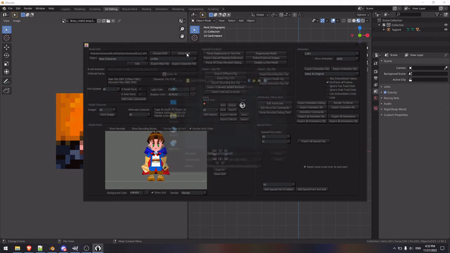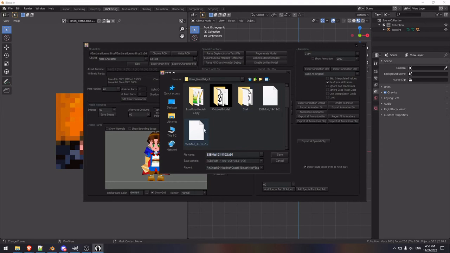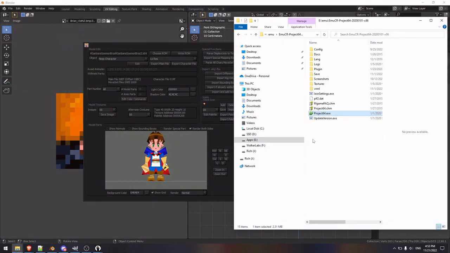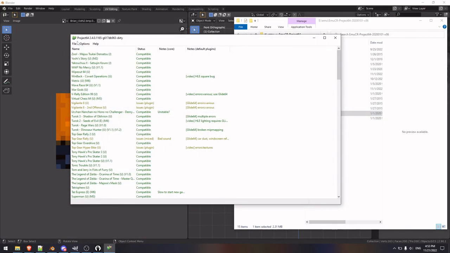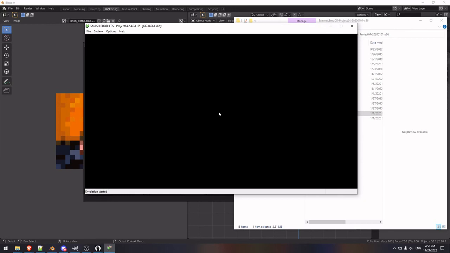Now all we have to do is write our ROM and modify the existing ROM and see how it looks. I'm going to overwrite 1022 here. Then when we go to our emulator, we can see how it looks. Let's open our recent ROM. We'll open 1022.